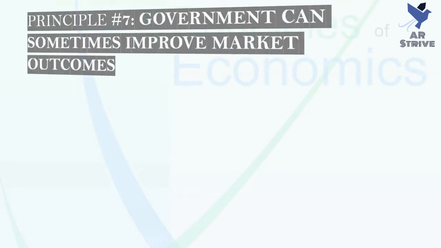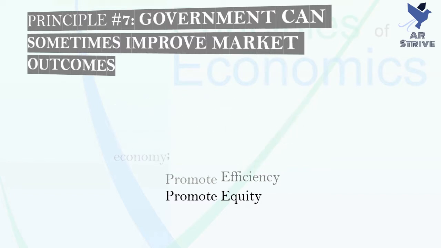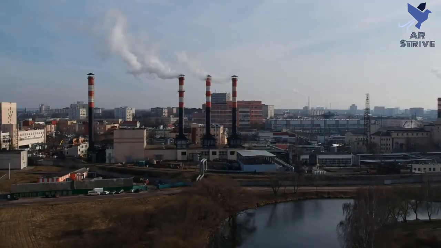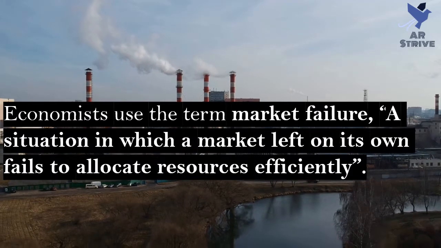The seventh principle is governments can sometimes improve market outcomes. Although markets are usually a good way to organize economic activity, this rule has some important exceptions. There are two broad reasons for a government to intervene in the economy: to promote efficiency and to promote equity. That is, most policies aim either to enlarge the economic pie or to change how the pie is divided. The invisible hand usually leads markets to allocate resources efficiently. Nonetheless, for various reasons, the invisible hand sometimes does not work.